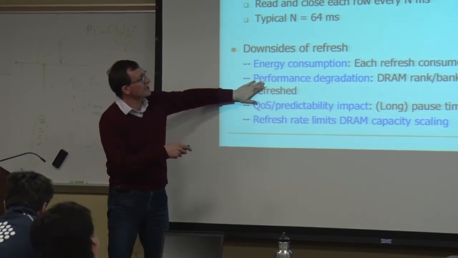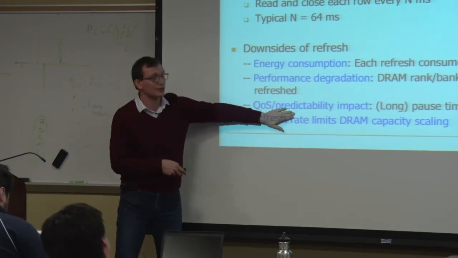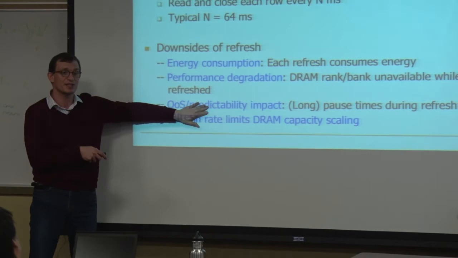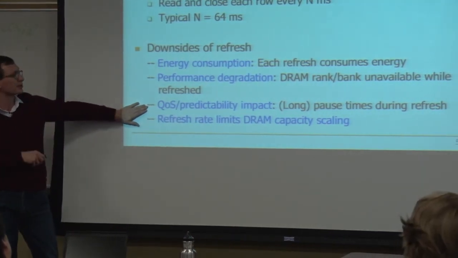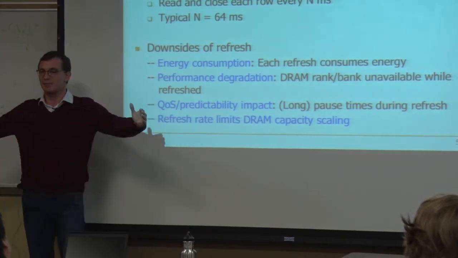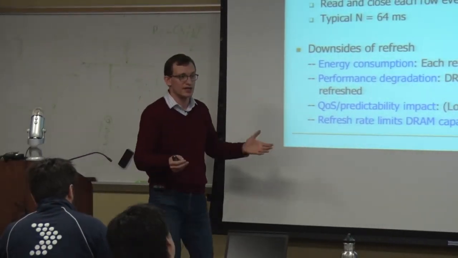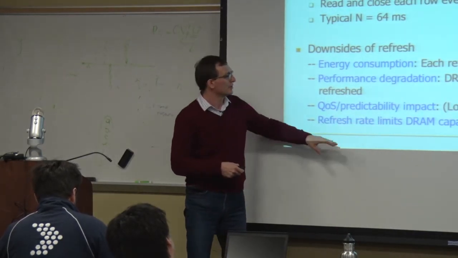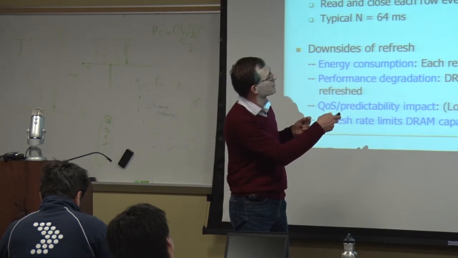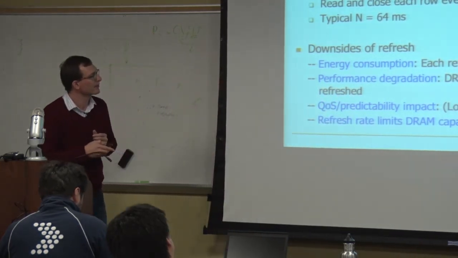This leads to performance degradation. A DRAM rank or bank is unavailable while it's being refreshed. This leads to quality of service or predictability impact. You can get long pause times during refresh, especially if you're not doing refresh correctly, which we will talk about. And refresh rate actually limits DRAM capacity scaling. As you increase the capacity of DRAM, the number of rows, you need to do more refreshes, right? As you reduce the size of the DRAM cell, it becomes more leaky. The capacitor becomes more leaky, and refresh rate needs to increase going forward in the future.